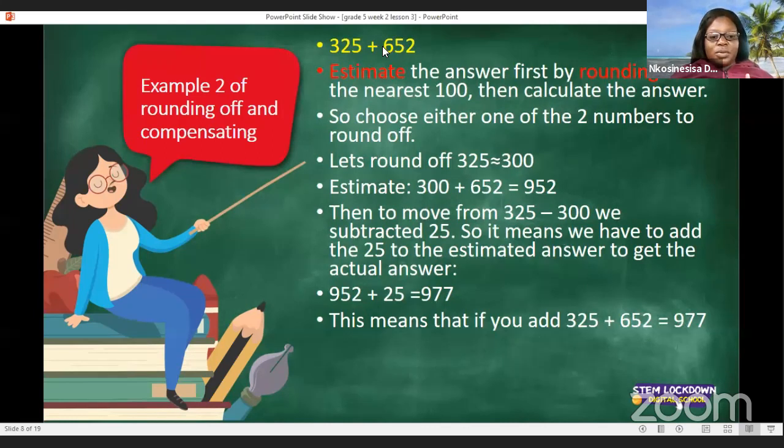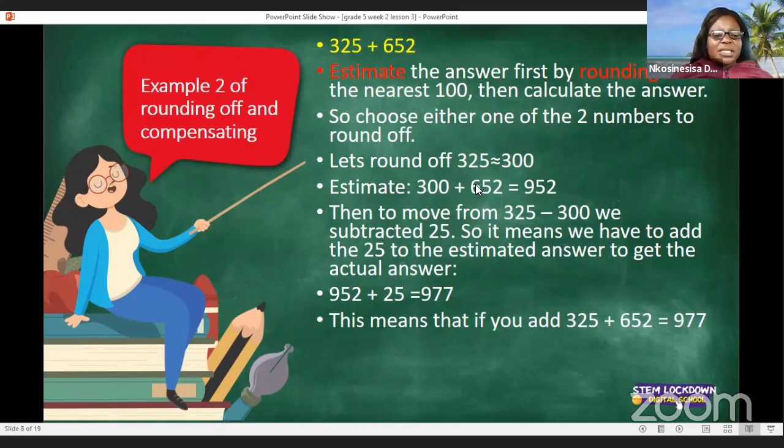This one is with rounding off one number, because you said you don't understand if we're rounding off one. So I said, let's round off 325. So you see 325 rounded off is 300. And then now we estimate. How do we estimate? We take the number that we rounded off and add it to the one that we did not round off. So now it is 300 plus 652.